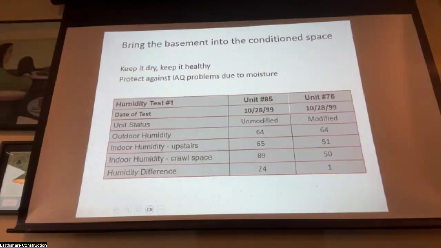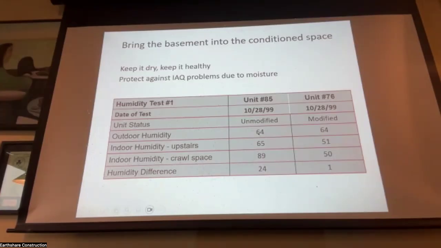I mean, these houses were a mess, and they were going to lose them as rental space or for sale space. So it had to be done. This is the relative humidity in those crawl spaces.